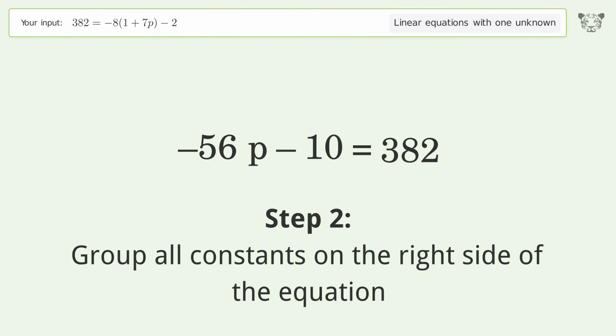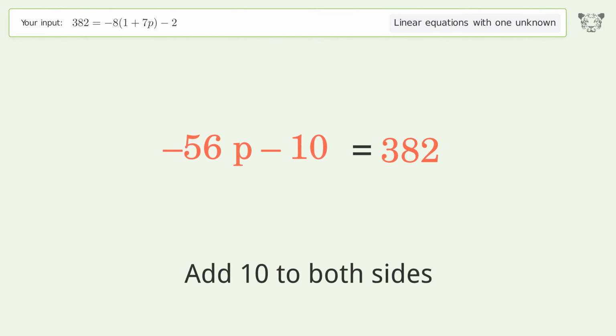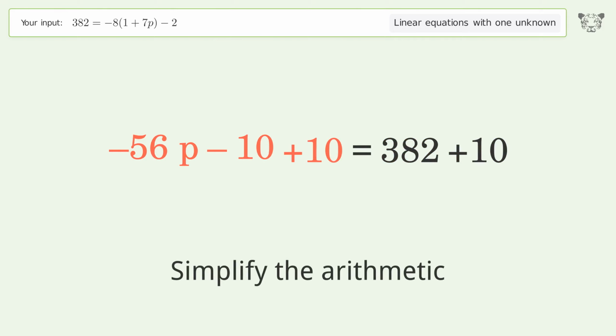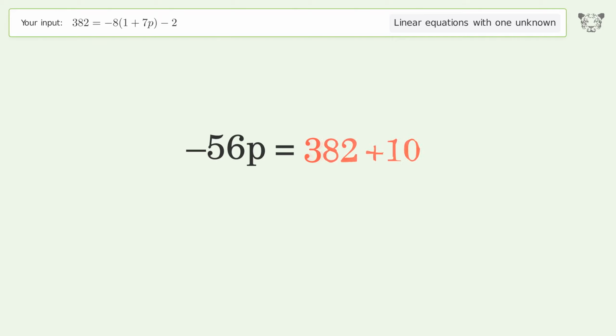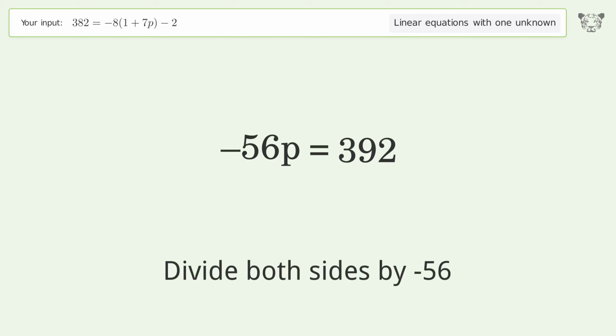Group all constants on the right side of the equation. Add 10 to both sides. Simplify the arithmetic. Isolate the p. Divide both sides by -56.